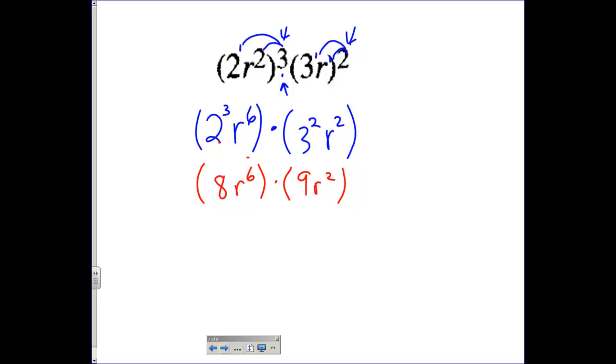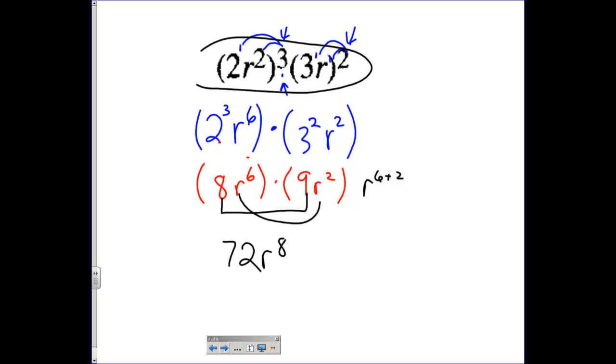Now I can go ahead and multiply my 8 times the 9, and I get 72. And the r to the 6 times the r to the second is going to give me r to the 6 plus 2 power, which is really going to be r to the 8th power. So this whole expression at the top, when simplified, comes out to 72 r to the 8th power.